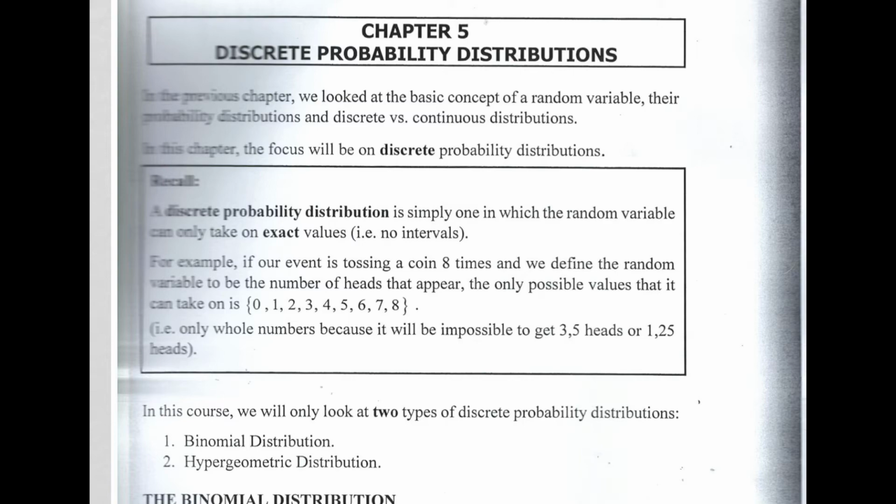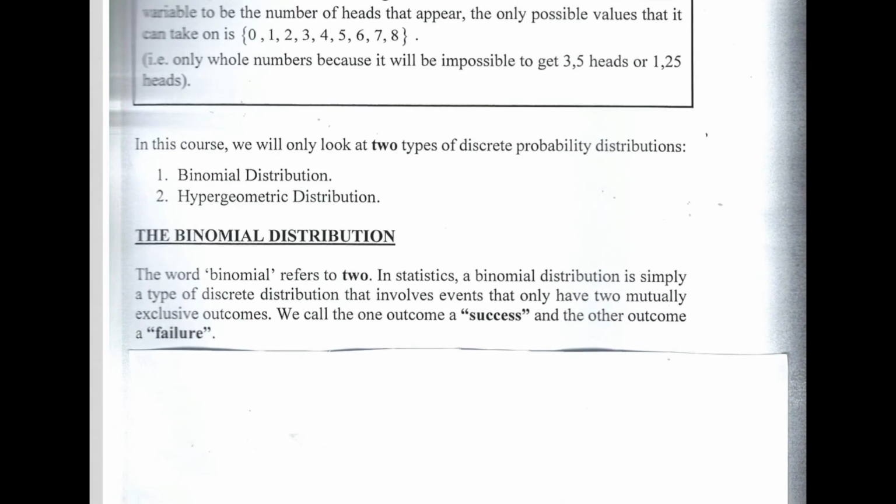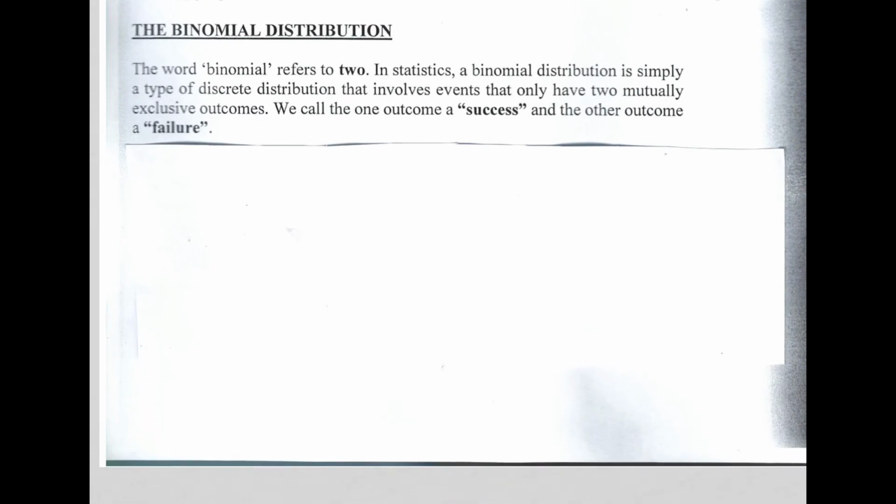Down the page, you can see that we're going to be looking first at binomial distribution. That's what this lesson is. Next week, when you're back at school physically, we'll be looking at hypergeometric distribution. So, binomial distribution. You should know that the prefix "bi" by now refers to 2.